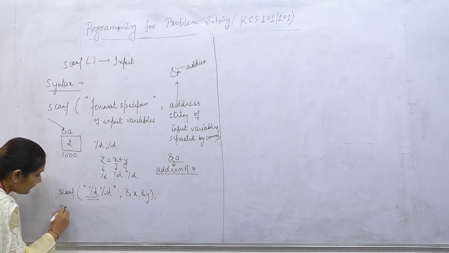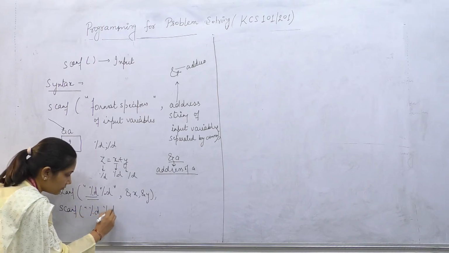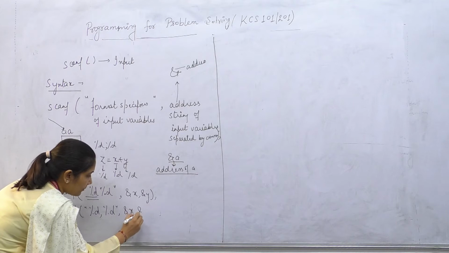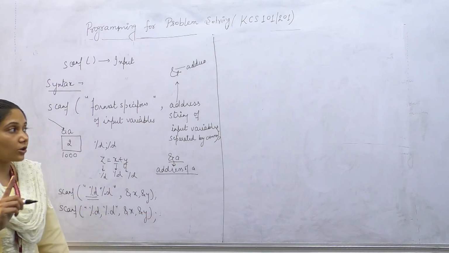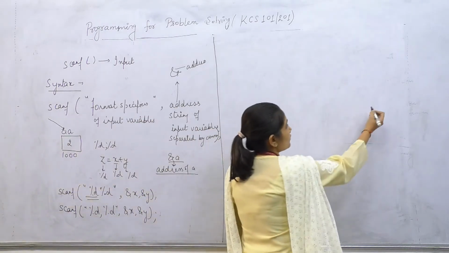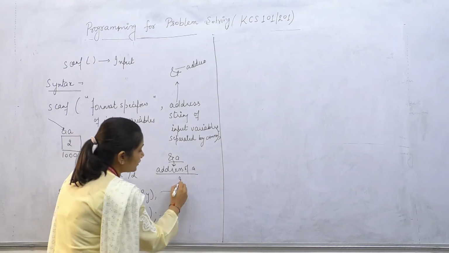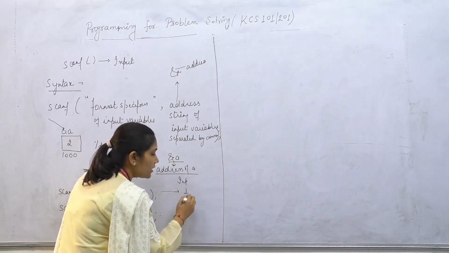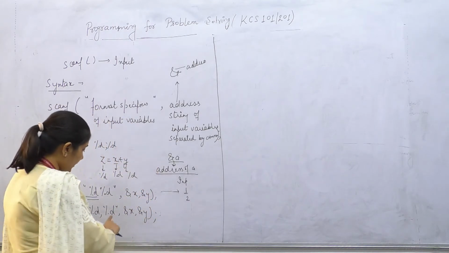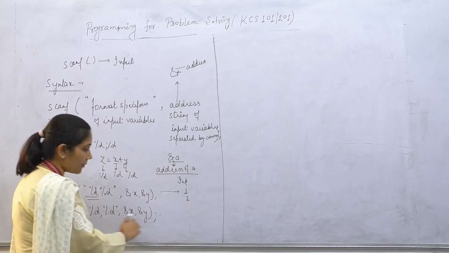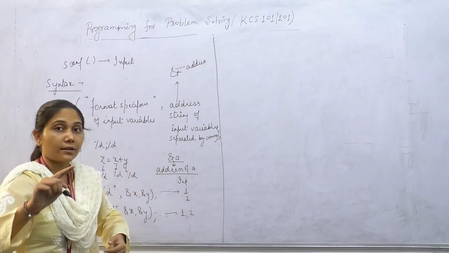But if you write it like this, scanf %d, %d, %x or %y, what will happen when you provide the input at runtime? If I want to give the input, it will be like this: input 1, either space or enter, then 2. I'll provide the input like this. But if it is in this case with a comma, then I have to put it like this, 1, 2. So I have to remember and make sure.